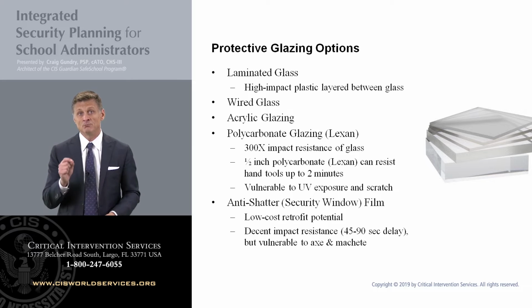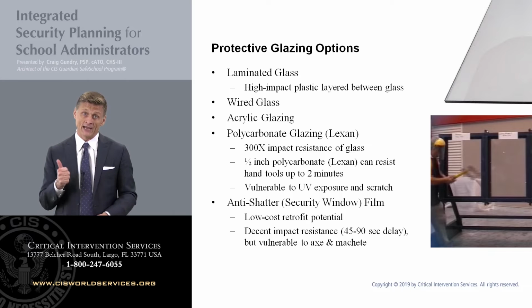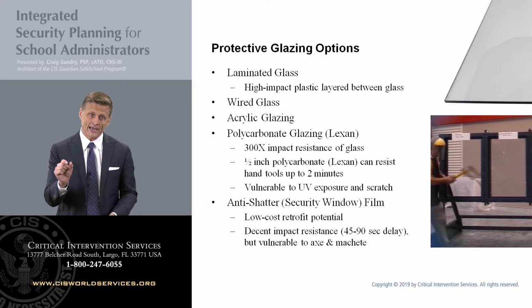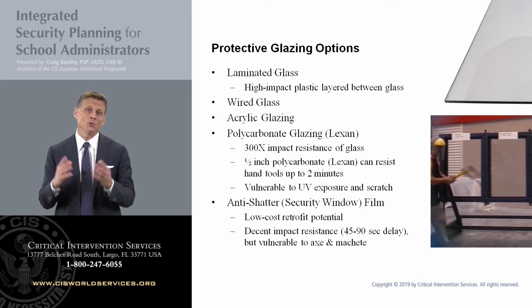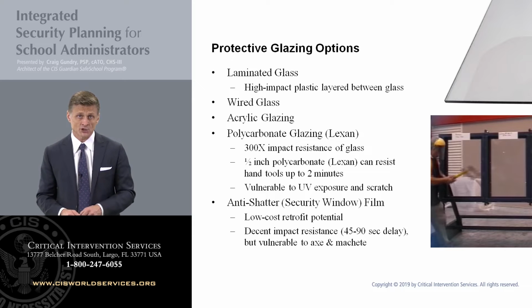Now, a different type of polymer-based material, polycarbonate, does, however, have excellent intrusion resistance. One of the more common trade names for polycarbonate glazing is Lexan. It is essentially, again, a polymer-based material. It has about 300 times the impact resistance of glass. Half-inch polycarbonate can resist hand tool attack all the way up to 2 minutes, according to Sandia National Laboratories.